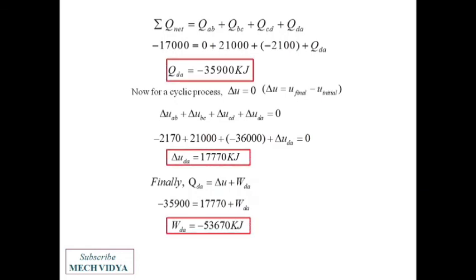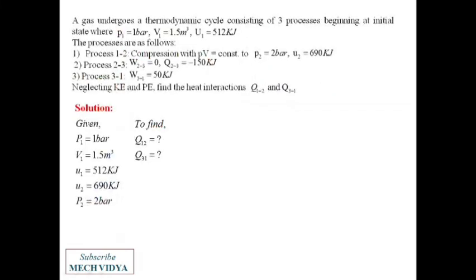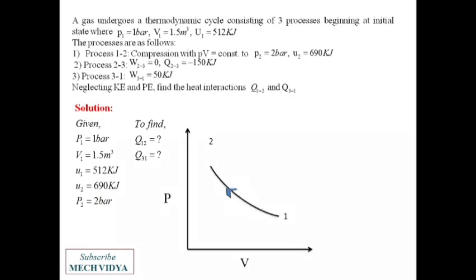Next problem: a gas undergoes a thermodynamic cycle consisting of three processes, beginning at an initial state where P1 is equal to 1 bar, V1 is equal to 1.5 meter cube, U1 is equal to 512 kilojoule. Let me first draw this process. If I draw the PV diagram, between the two states 1 and 2, I will have my process like this. Next, from 2 to 3, it is a constant volume process, so work done is 0.